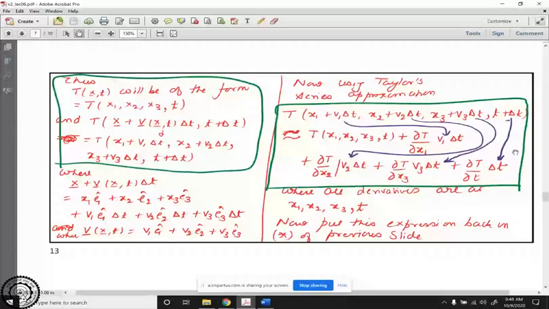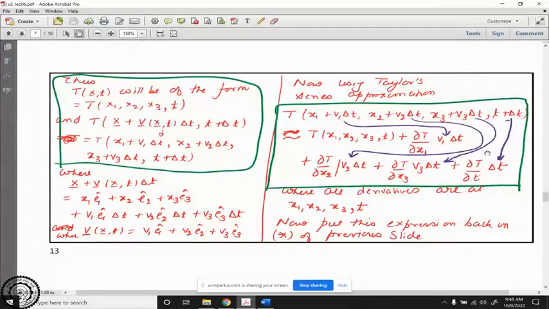Right? So I have expanded it in this manner. And again, I want to remind you, I have not written it explicitly, but keep in mind all these derivatives are at what location? They are at the base location, x1, x2, x3, t, by the Taylor series expression. Derivatives are at the base location.